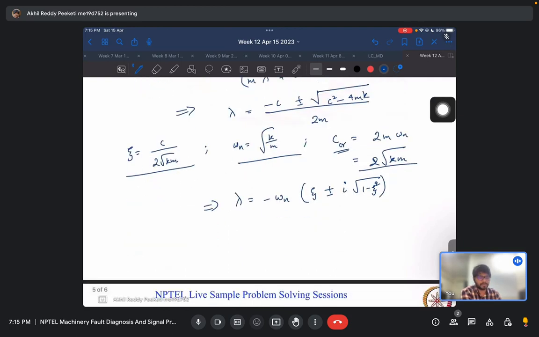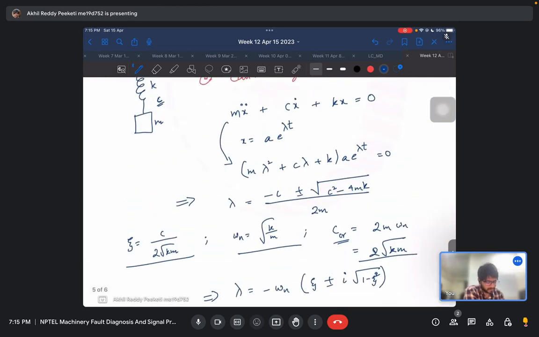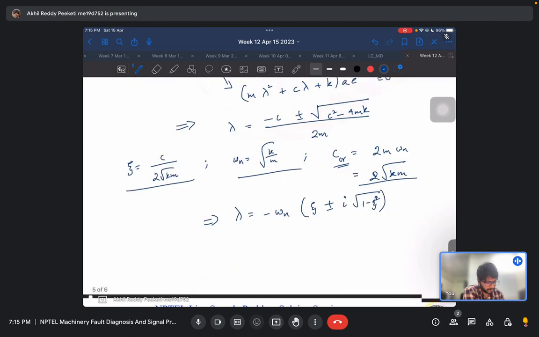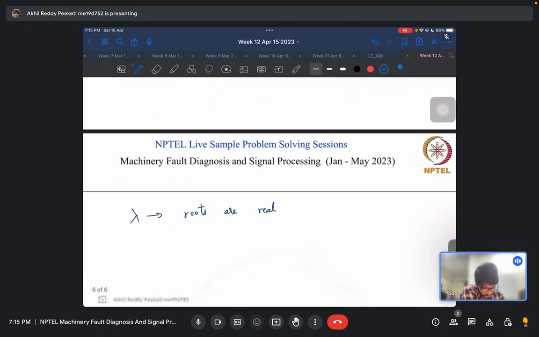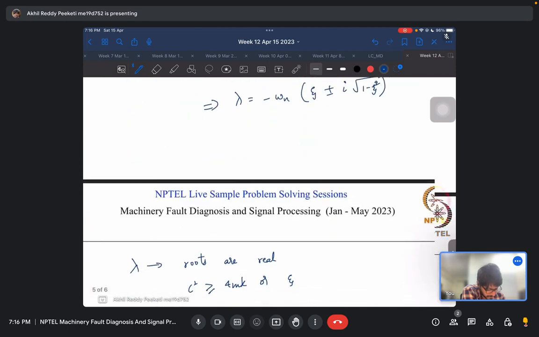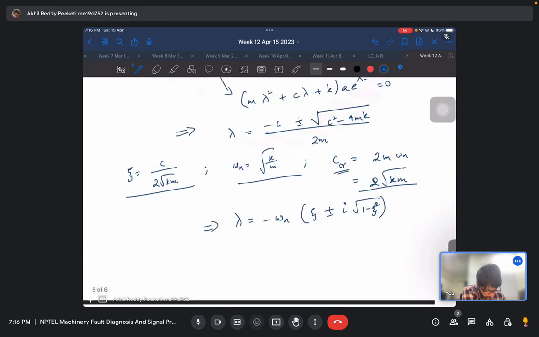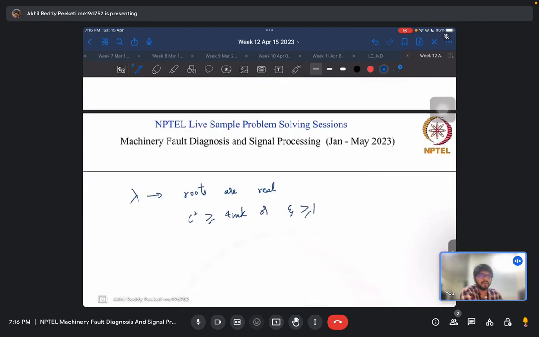Now, it is based on the solutions for lambda. If the roots are real, that is when c square is greater than 4 mk, or zeta greater than or equal to 1. Okay, so in that case, the roots would be positive.